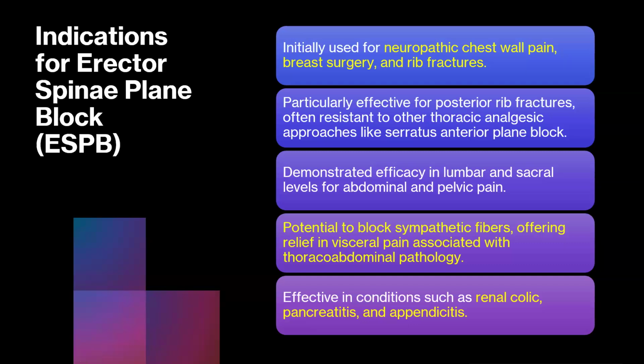Initially, it was used for neuropathic chest wall pain, breast surgery, and rib fractures, particularly effective for posterior rib fractures, often resistant to other intrathoracic analgesic approaches like the serratus anterior plane block, and it demonstrated efficacy at the lumbar and sacral levels, and also for abdominal and pelvic pain.